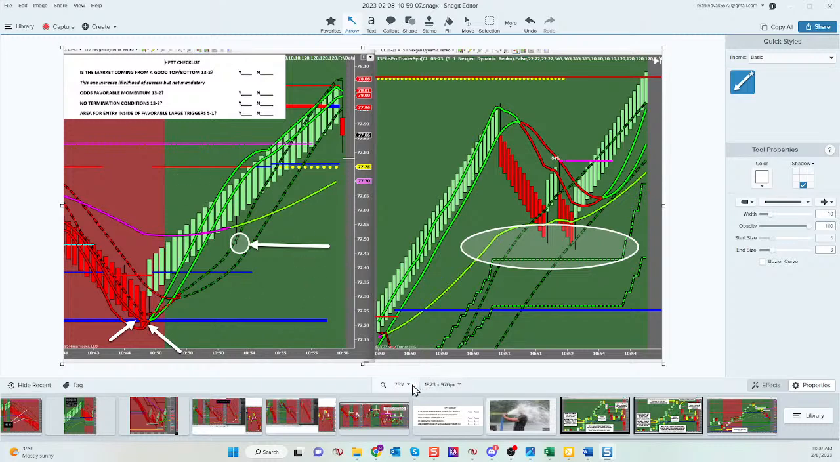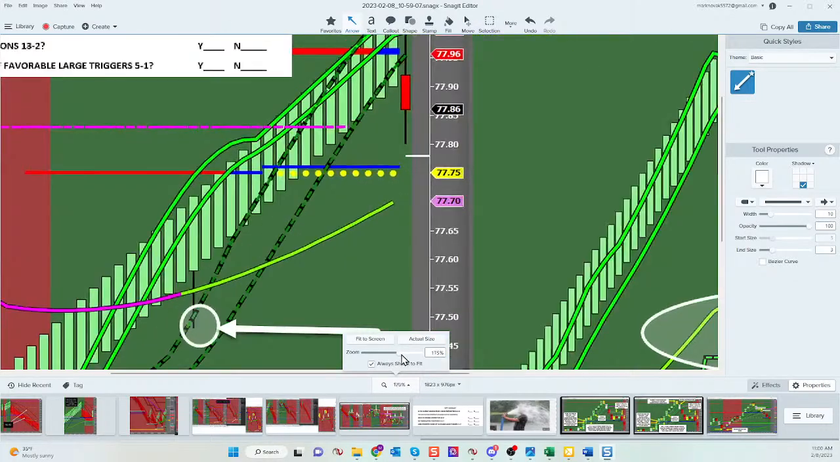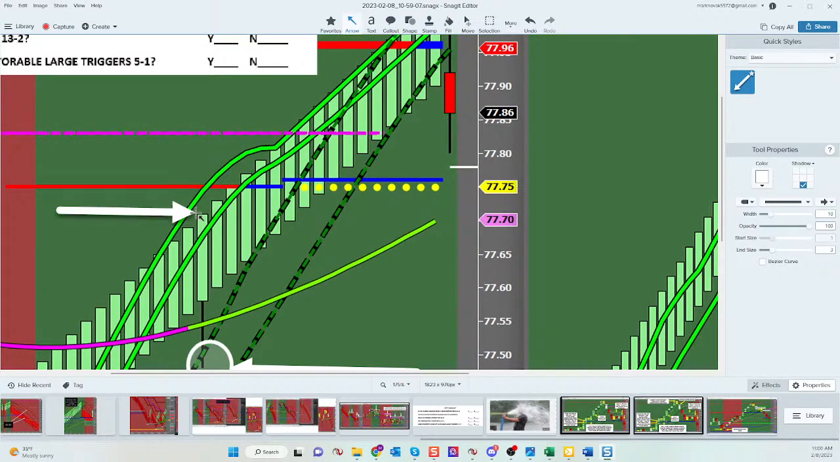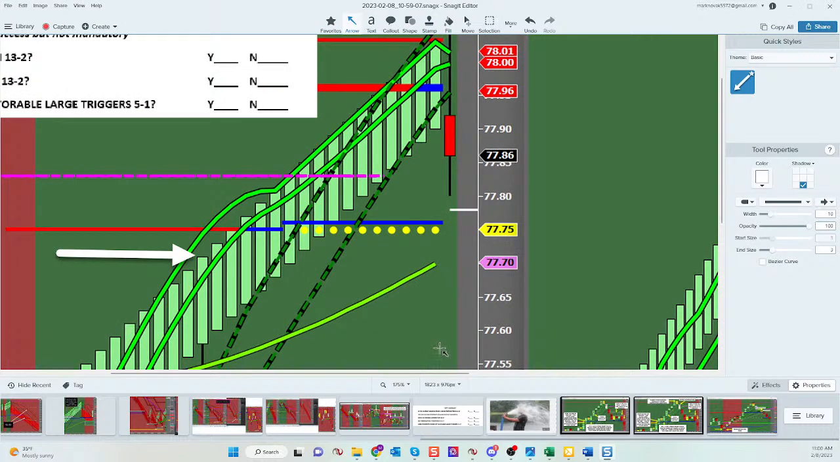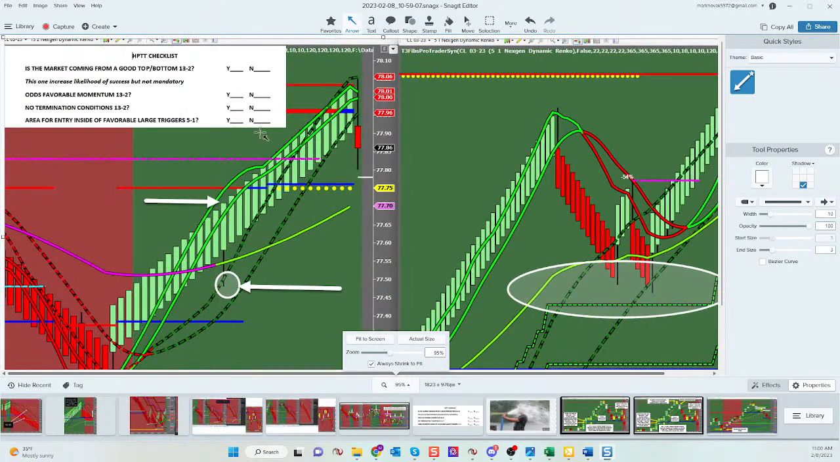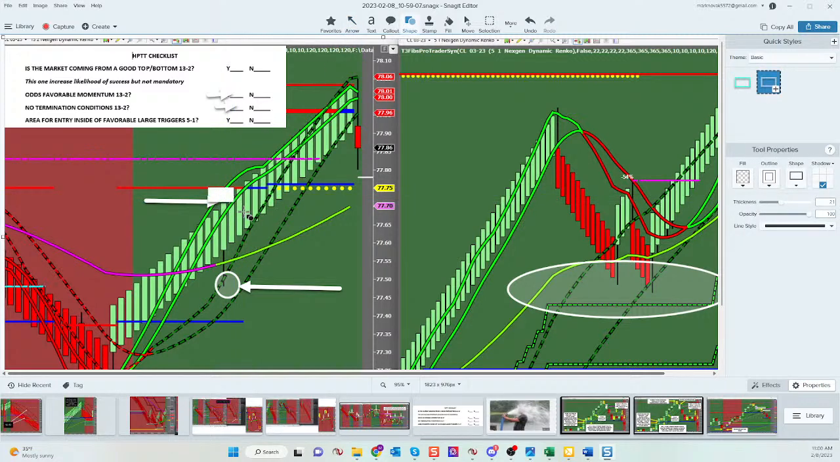All right, so here's where new users sometimes have a little challenge. Have we reached the area of resistance yet? Look at the top of that price bar. We haven't reached an area yet, have we? So we still have room to the target. So rule number 2 is true as well. Not only do I have odds favorable momentum, but I also have no termination conditions. And guys, that doesn't look like much room to get to a target, does it? In fact, that looks like virtually no room to get to a target. It's tight.